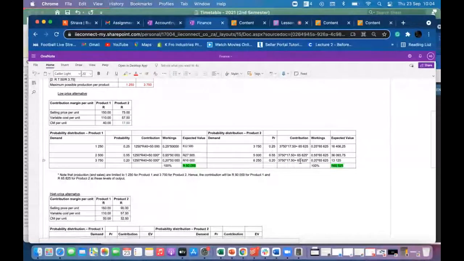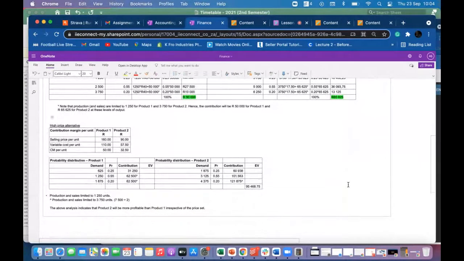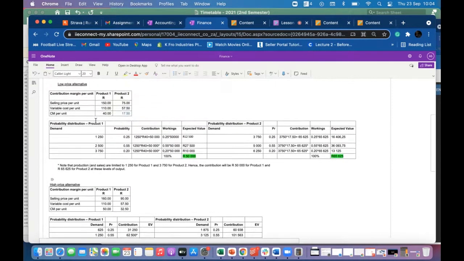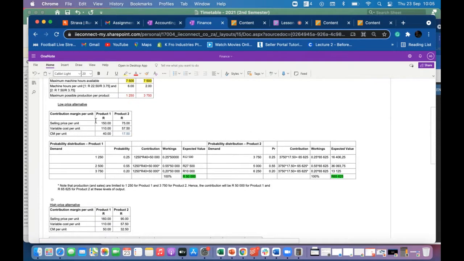Then here we're doing the same thing, but now for product 2. There you can see your most likely outcome under the low price alternative is that you're going to get 65,625. Note that production and sales are limited to 1,250 for product 1 and 3,750 for product 2. Hence, the contribution will be 50,000 for product 1 and 65,000 for product 2 at their levels of output.